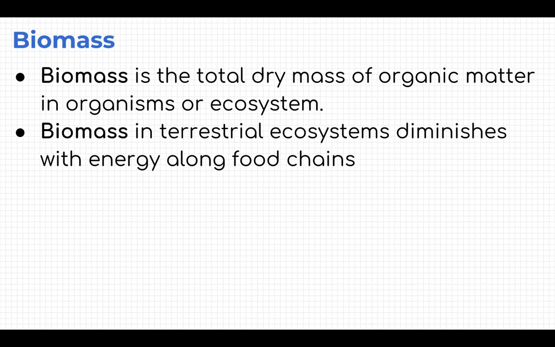Biomass in terrestrial ecosystems diminishes with energy along food chains. So as long as we're talking about life on land, the pattern for biomass follows the pattern for energy. It's not necessarily following the 10% rule because there are a lot more variables here, but as you move up trophic levels, the amount of biomass decreases.